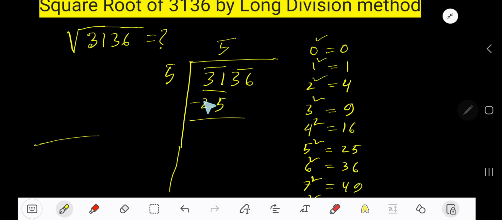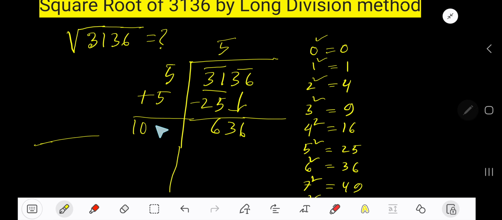Subtract, you are getting 6. Bring down the next pair. The digit that you have placed in the quotient will come under this divisor, and you need to add 5 plus 5, 10.